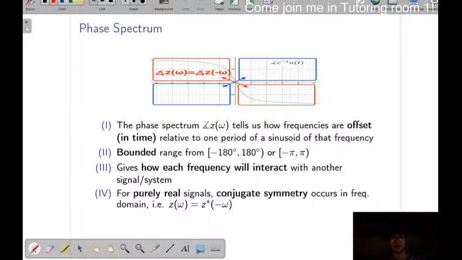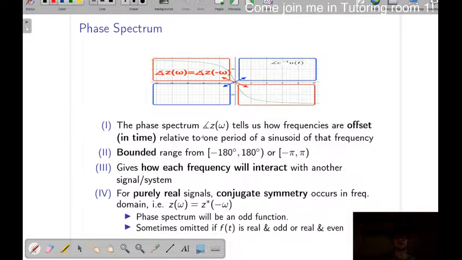And a similar conjugate symmetry phenomenon occurs for real signals. Remember, they have to be real. Where the diagonal, essentially, if we reflect across the y equals x line, then we'll get the same thing on both sides. Yeah, so it's an odd function, by the way. That's what you call it.